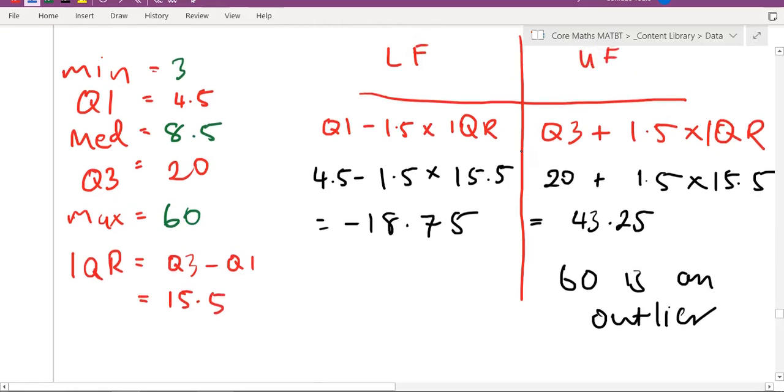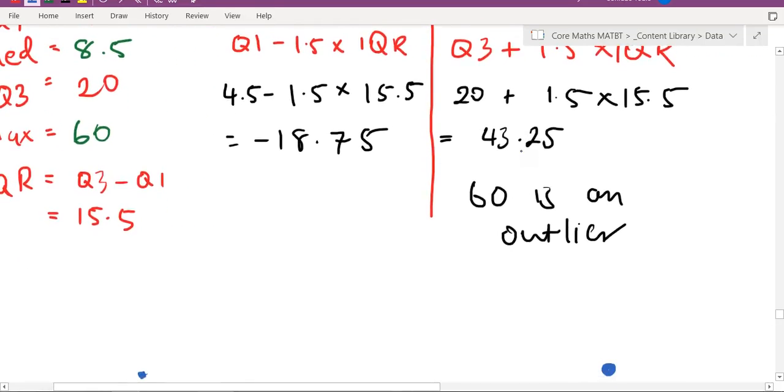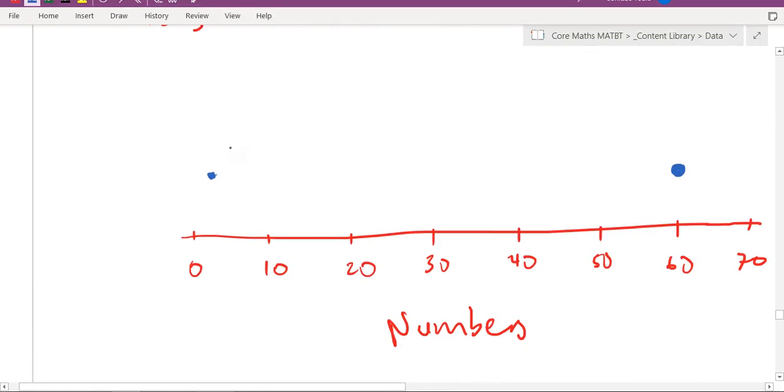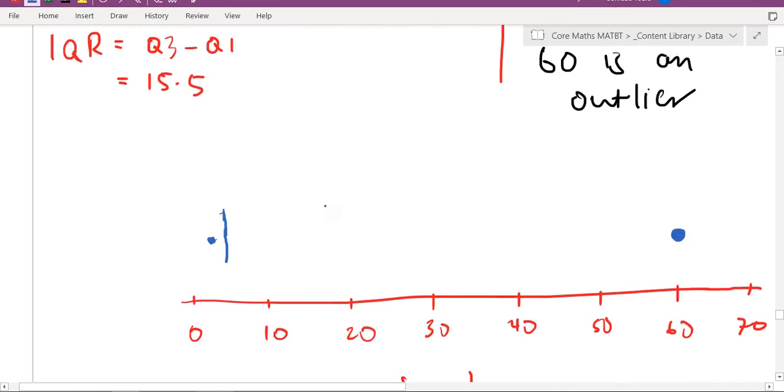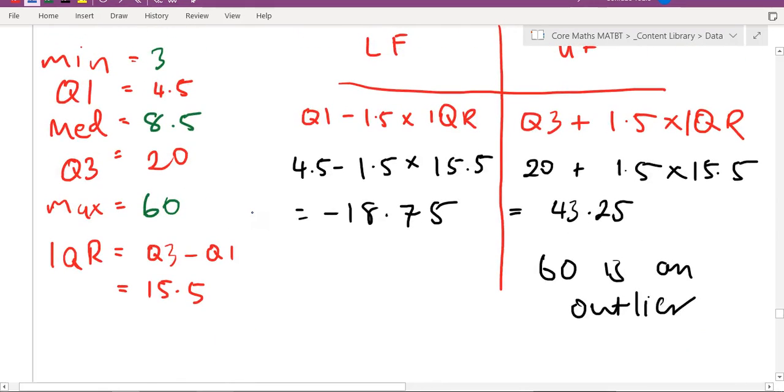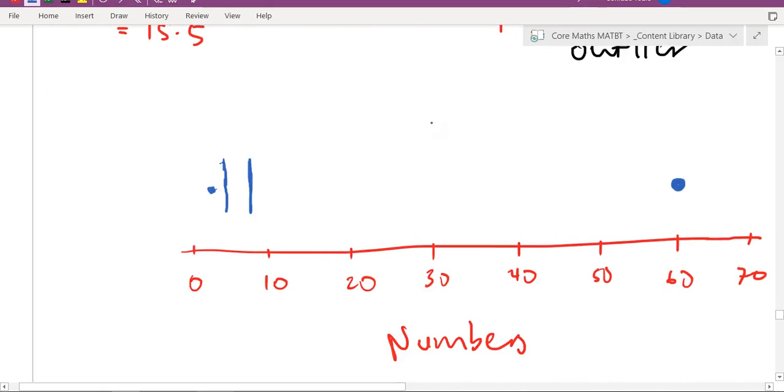Okay, next we do Q1, median, and Q3. So Q1 is 4.5. If 5 is about here, 4.5 would be about here, just a bit below 5. So that's 4.5 right there. Median is 8.5. So if, again, 5 is right in the middle, 8.5 should be about here. And my Q3 is 20. So 20 is over here.